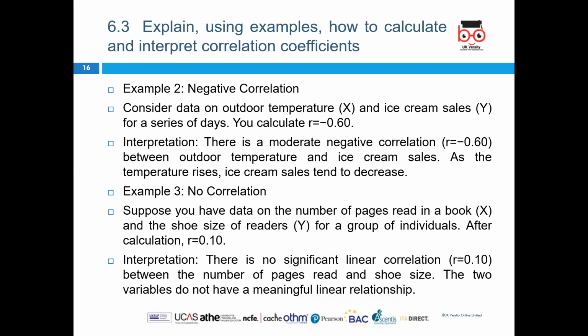Example 3, no correlation. Suppose you have data on the number of pages read in a book and the shoe size of readers. Obviously there has to be no relation. So after calculation, you get R equal to 0.10. The interpretation is that there is no significant linear correlation between the number of pages read and shoe size. The two variables do not have a meaningful linear relationship.